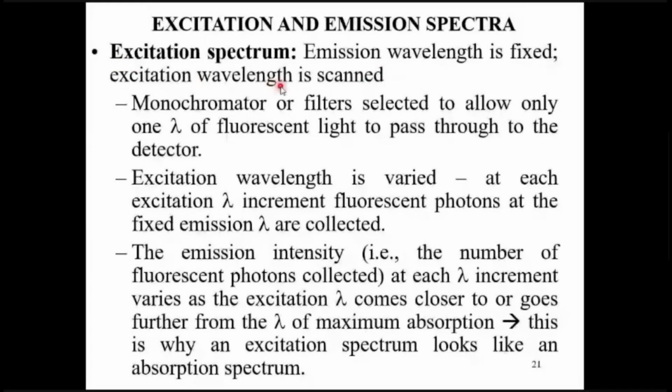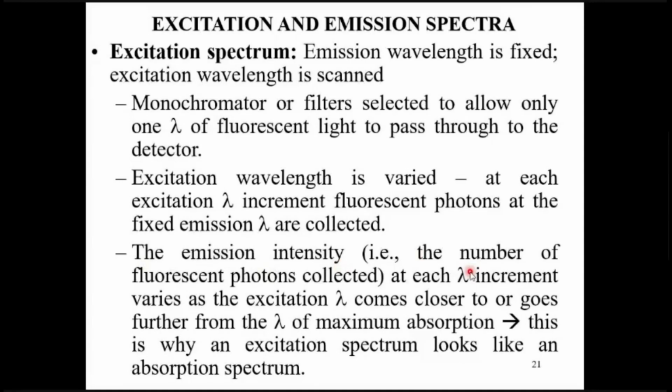So how do we obtain this spectrum? We are going to fix the wavelength that is measured by the detector, the emission wavelength, by adjusting the wavelength selector on that side. But the excitation wavelength will be scanned. So a monochromator or filter is selected to allow only one wavelength of fluorescent light to pass through to the detector. The excitation wavelength is varied. At each excitation wavelength increment, the fluorescence at the fixed emission wavelength is collected.